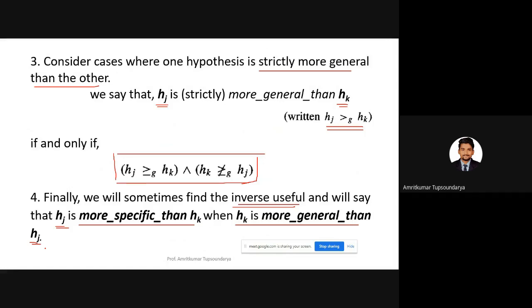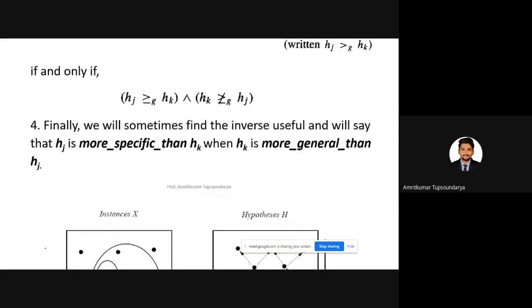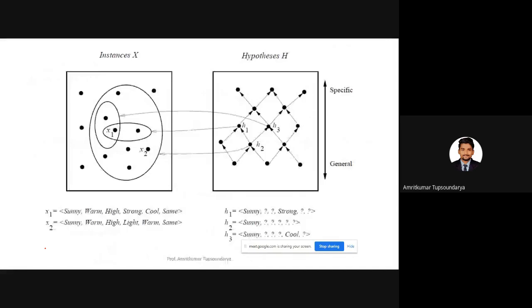So one important aspect to focus on here, let me demonstrate this with an example using the instance space. Let's say we have this diagram. We have a few sets of instances x, and we also have a set of hypotheses denoted by capital H.